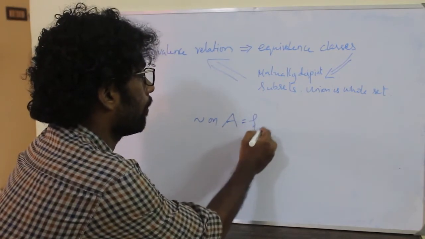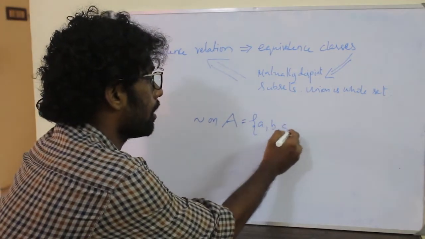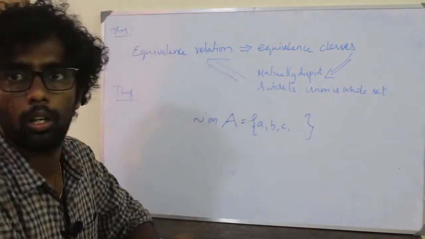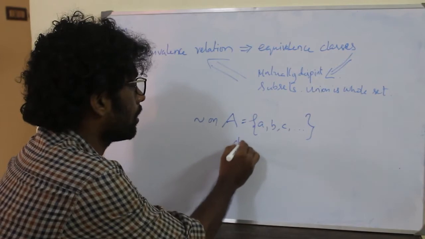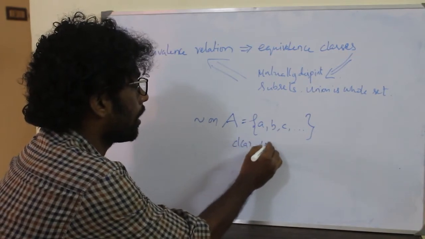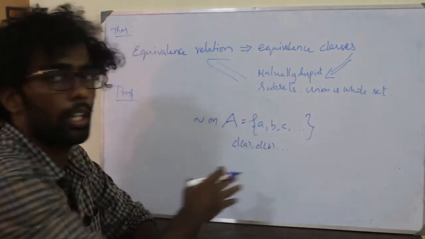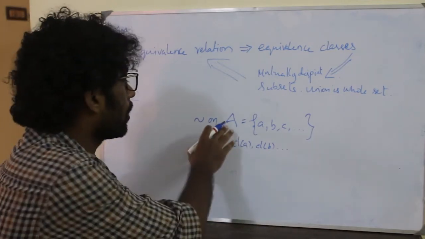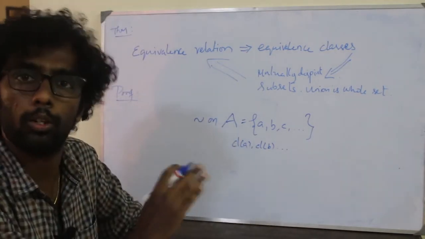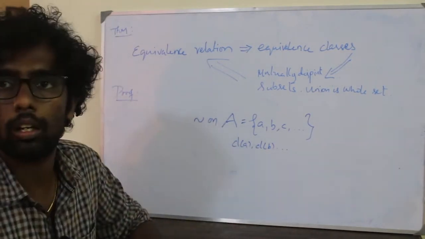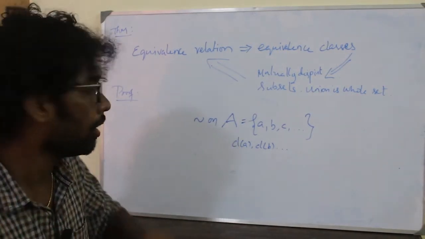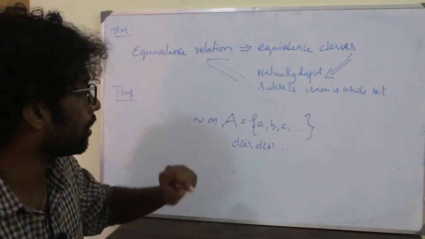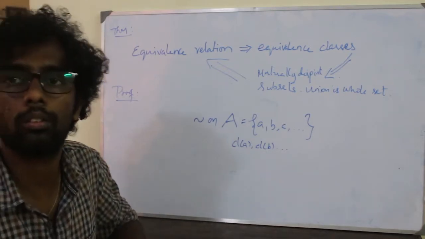Suppose A has elements A, B, C, D, and it just goes on. The equivalence classes are in the format CL of A, CL of B, and it goes on. This will be the set of equivalence classes for this particular set A, due to this particular equivalence relation. As the relation changes, the equivalence classes change.